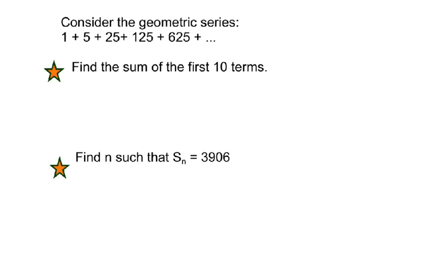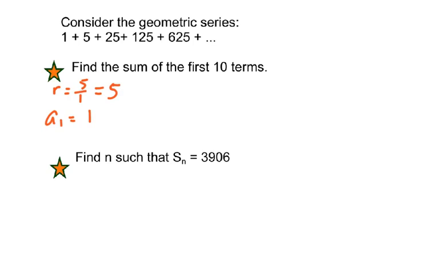So consider the geometric series: 1 plus 5 plus 25 plus 125 plus 625. Now find the sum of the first 10 terms. So we need to find r, and we can find r by putting the second term over the first term. That would be true for any of those. 25 divided by 5 would be 5, 125 by 25 would be 5, etc. That's why it is a common ratio. A sub 1 in this case is 1.